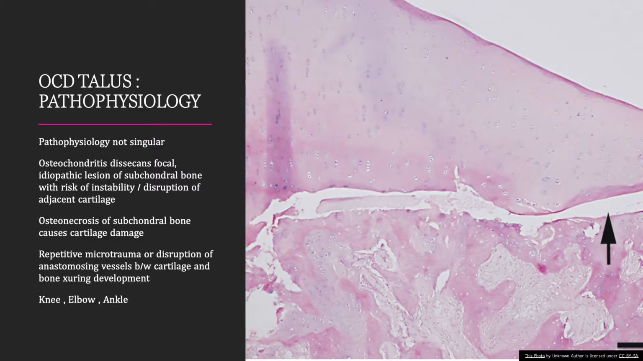Osteochondral lesions of the talus encompass a wide spectrum, and therefore the pathophysiology is not singular. Osteochondritis dissecans is a focal idiopathic lesion of the subchondral bone with risk of instability and disruption of the adjacent cartilage. It's thought that dysfunction of subchondral bone is vascular in nature, with osteonecrosis of the subchondral bone causing overlying cartilage damage.